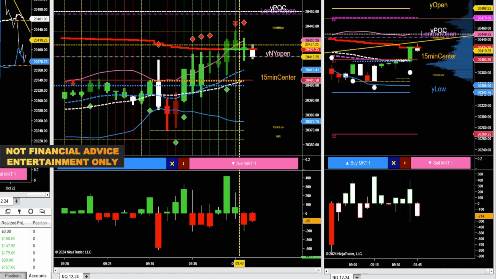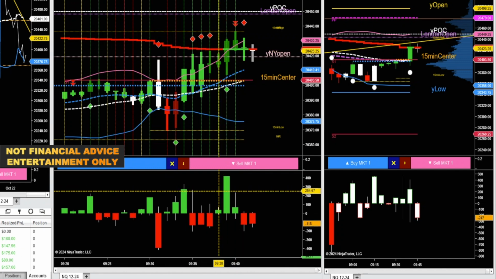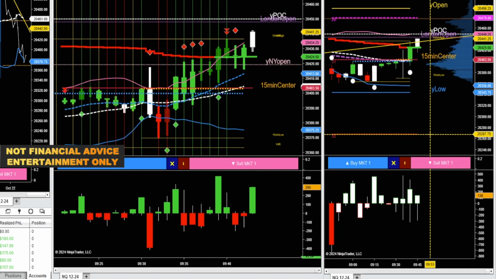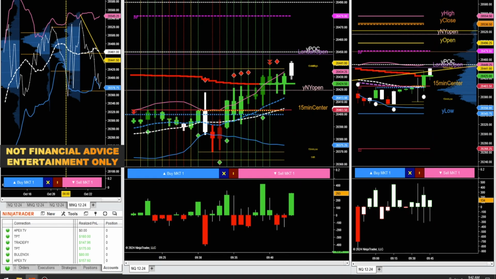Got in another little scalp short, very little. I got 80 bucks on the Bulenox and a little bit extra on the other accounts. One chart I'm using to copy across for the accounts. This other chart I'm just trading on one account, and then I've got a micros chart if I decide to get crazy with the micros.